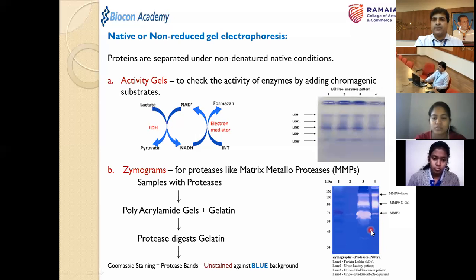So these are the two native gel electrophoresis techniques used for proteins in their native conformation when it is fully functional. One is activity gels we discussed, another one is zymogram gels. Any doubts, questions, clarifications? You please let me know.